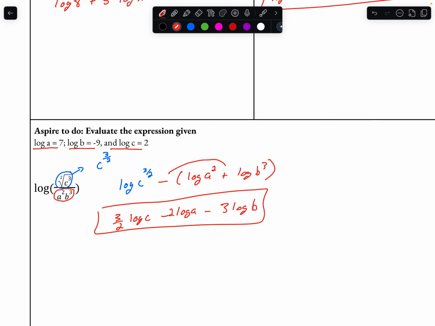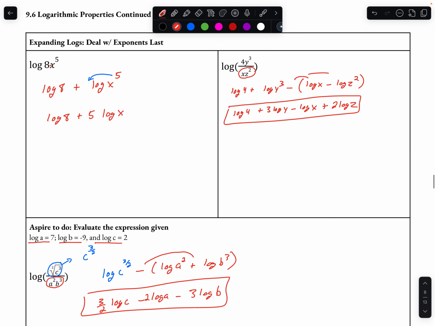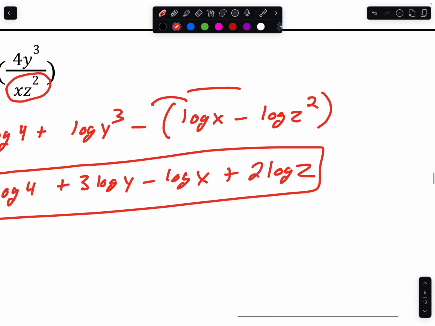And just to double check, I'm pretty sure I made a mistake right up here. The mistake is that x times yz should be plus, because you're multiplying those two things together, right? So right down here, we're going to change this to a minus 2 log z.